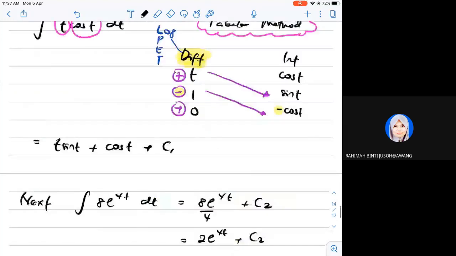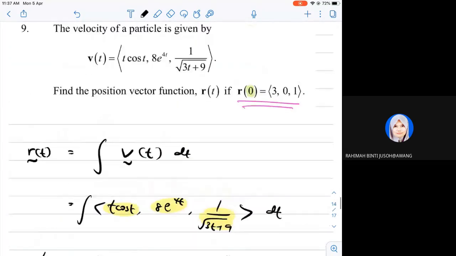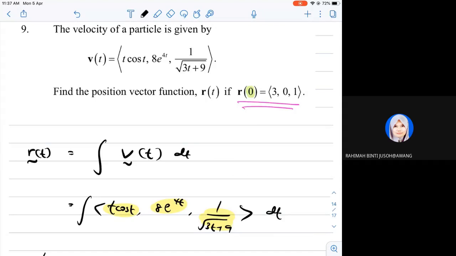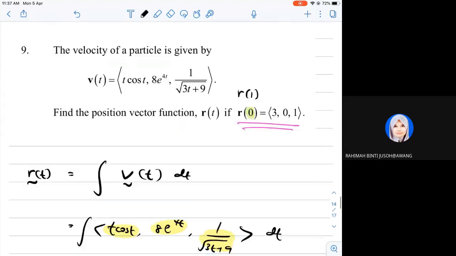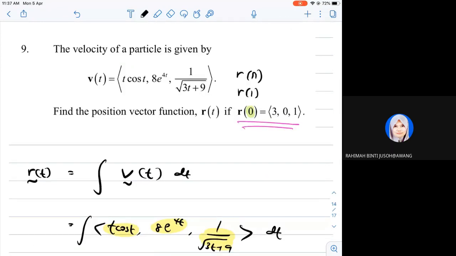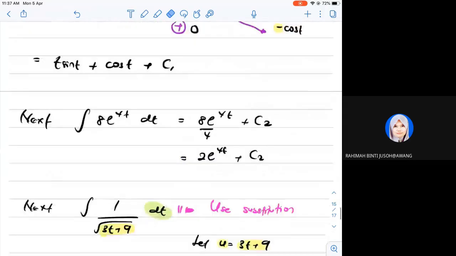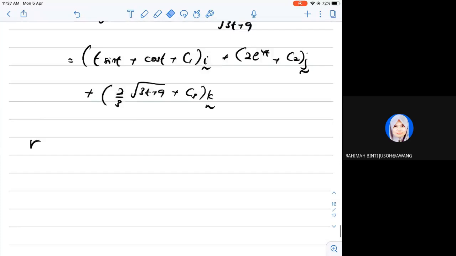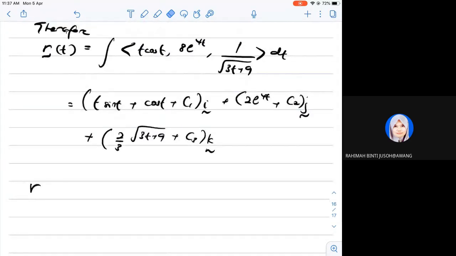Guys, dia tak semestinya sentiasa 0. Kalau misal kata r(1), so you kena gantikan t equals to 1 lah. Kalau r(pi), misal kata you kena gantikan t equals to pi lah. So it depends on the values of t, given values of t. Not necessarily sentiasa 0. Understand? Yes. Okay, so berhati-hati dalam test nanti. Tengok baca betul-betul soalan tu, t dia nilai dia berapa. Gantikan ikut nilai t yang diberi. Okay, so jom kita gantikan nilai yang kita dapat ni.